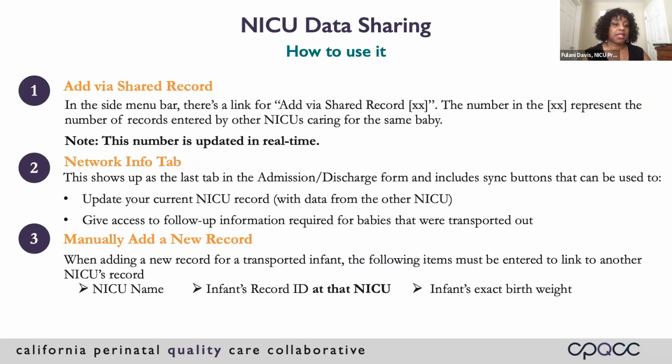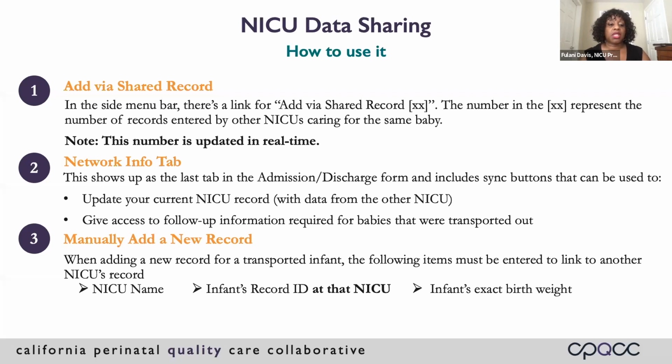So here's 3 ways. The first is add via shared record. You're going to see in your side menu bar that there's a link for add via shared record, and the number in the brackets represent the number of records entered by the other NICU caring for the same baby. And this is updated in real time.